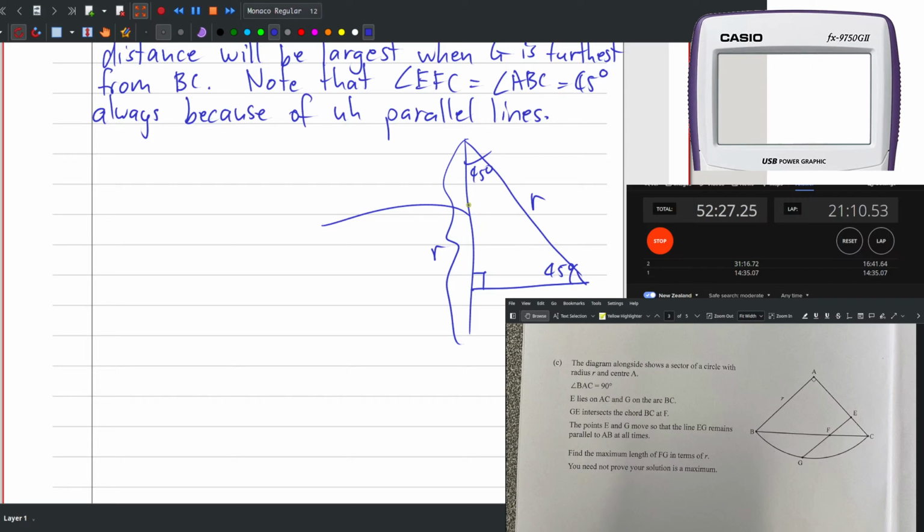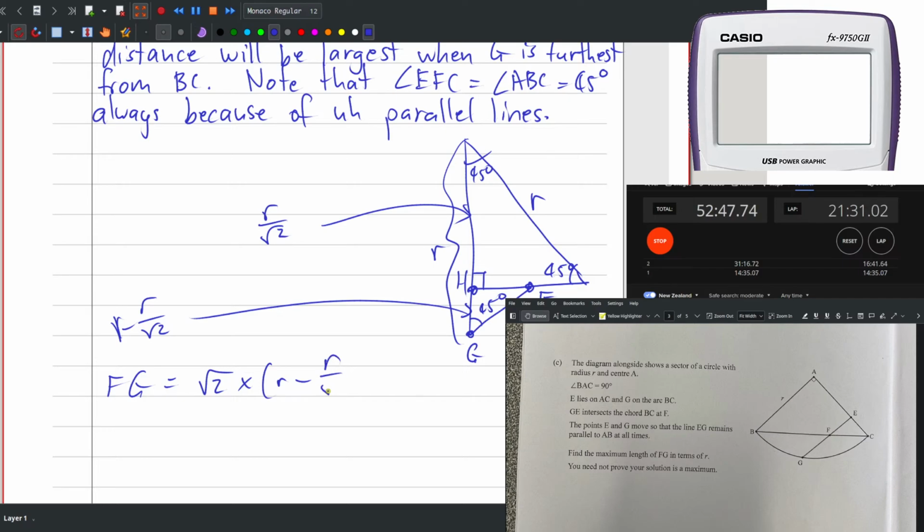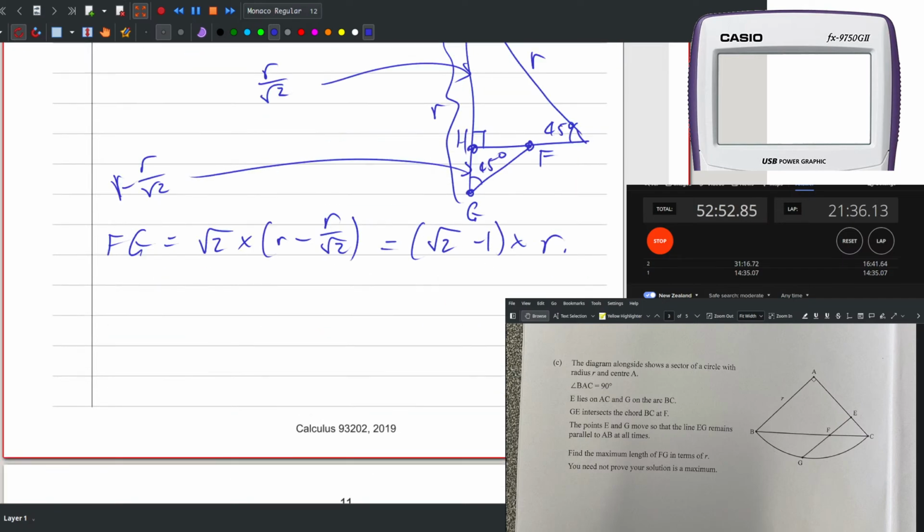So this one is R on root 2. So this one will be R minus R over root 2, right? So then G equals root 2 times R minus R on root 2, which is just root 2 minus 1 times R. So the maximum of G is R times root 2 minus 1. Cool.